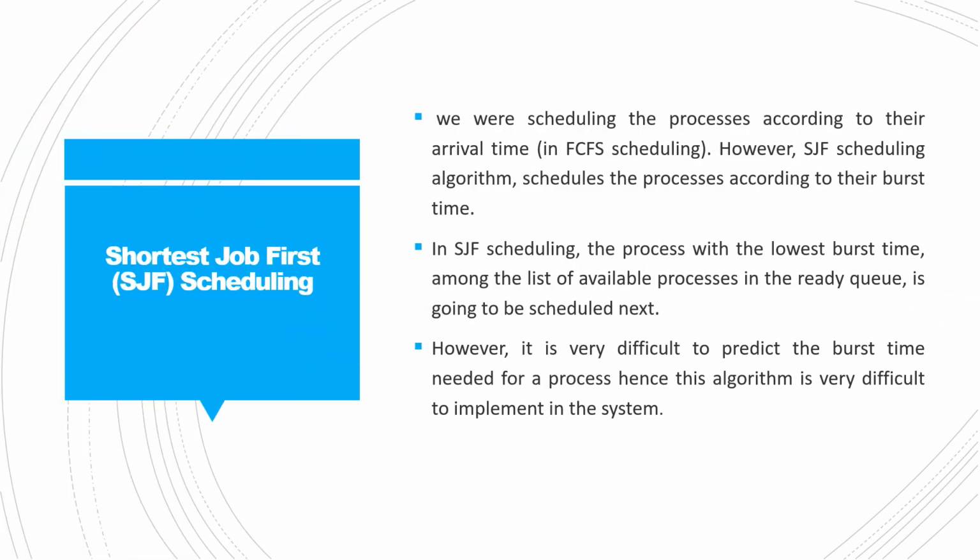Short-term job. Next, the non-preemptive type of algorithm is shortest job first. SJF scheduling is not scheduling the process according to their arrival time. However, the SJF scheduling algorithm schedules processes according to their burst time. In SJF, the process with the lowest burst time among the list of available processes in the ready queue is going to be executed next.